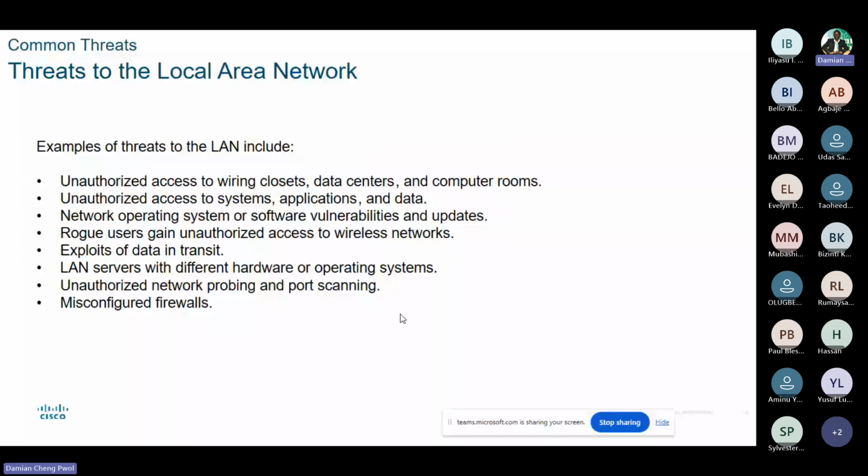Threats to local area network. What's a local area network? I believe you all know that. Let me be sure you guys know what we mean by local area network.